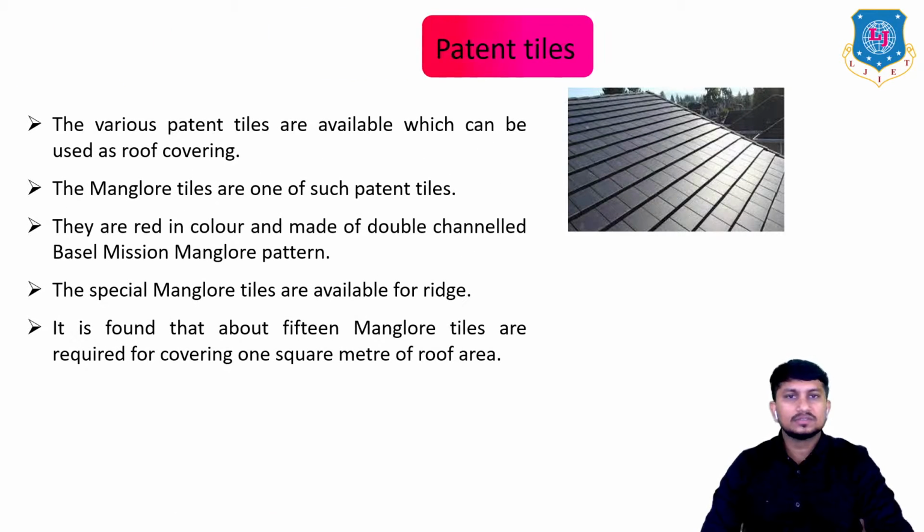The next type of roof covering is pattern tiles. Various pattern tiles are available which can be used as roof covering. You can clearly see the image of pattern tiles. The Mangalore tiles are one such pattern tile. These are red in color and made of double channeled basel mission Mangalore pattern. These are the various types of patterns you can use while laying these tiles.